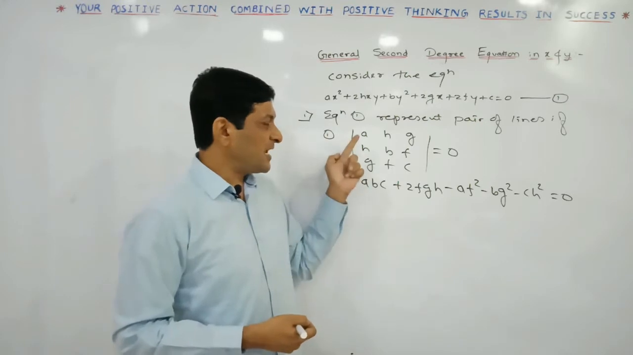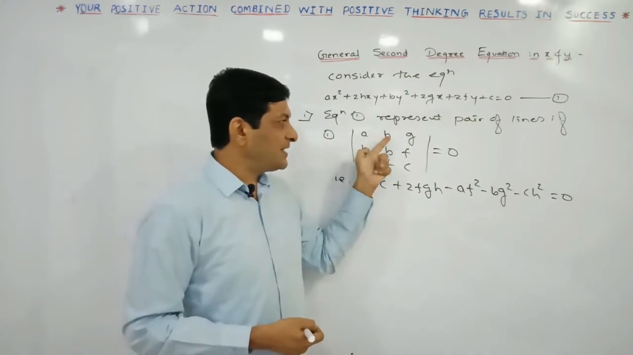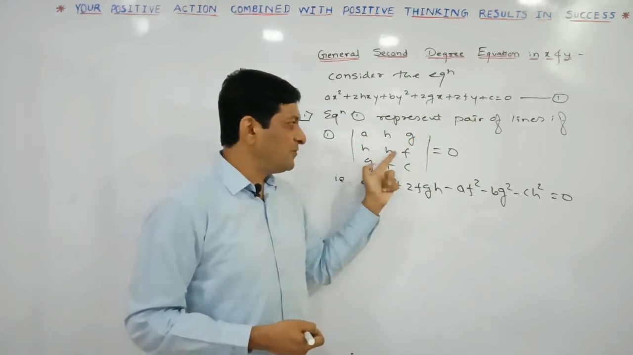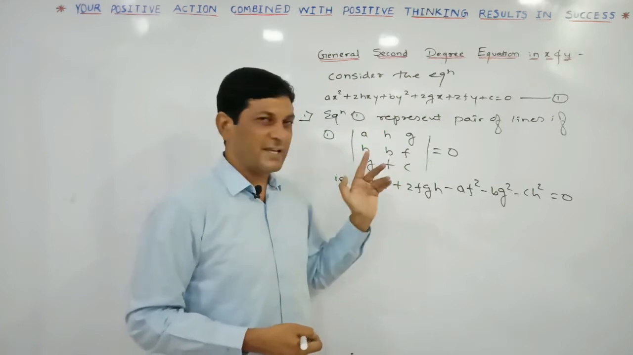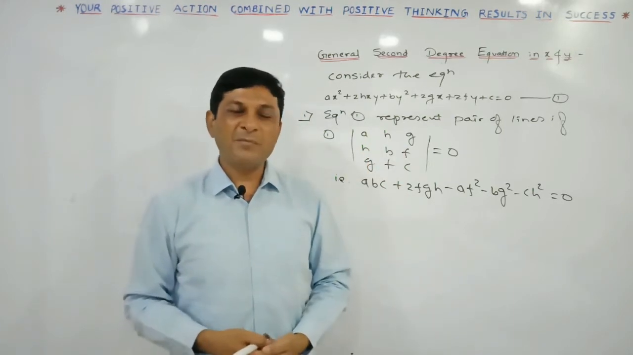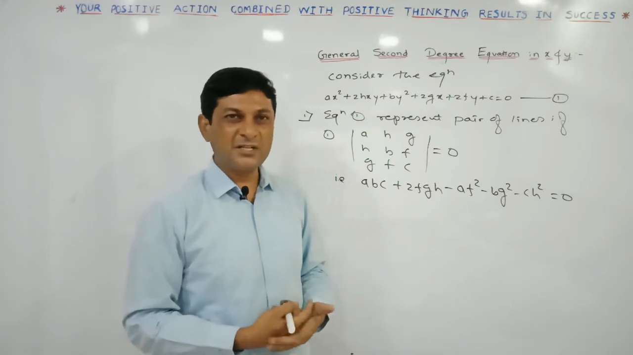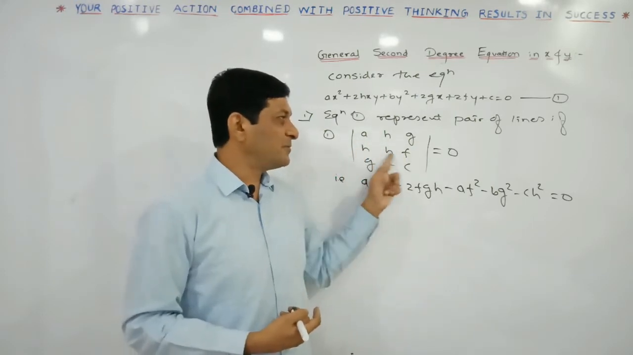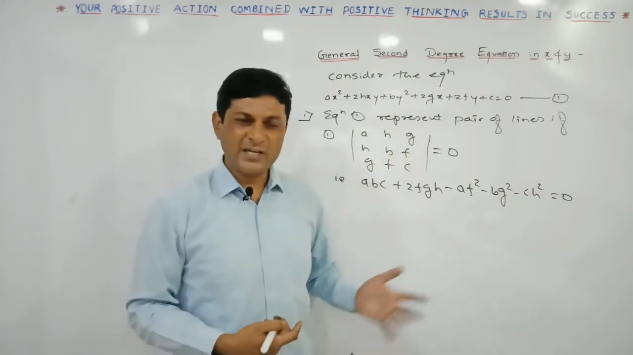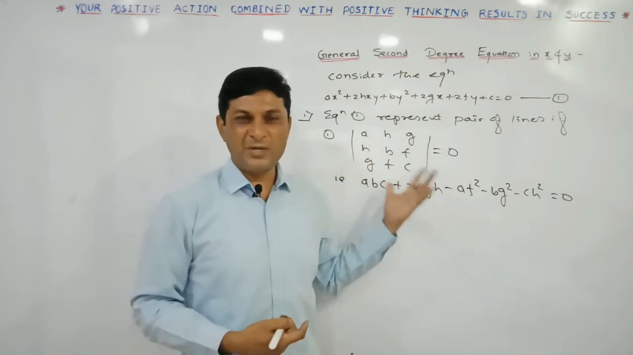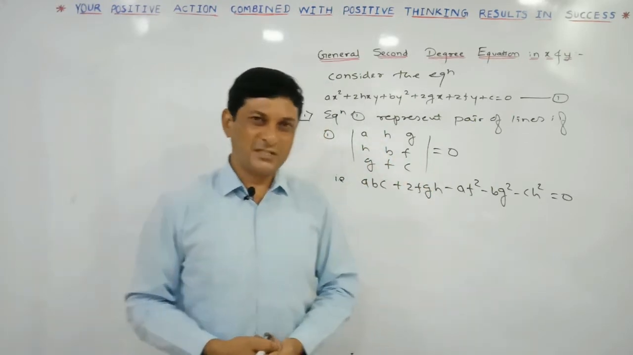So these elements can be remembered as a heighted girl having beautiful face going for college. In this way we are able to remember these elements of this determinant. A heighted girl having beautiful face going for college. Using this simple method we are able to remember the elements of this determinant.